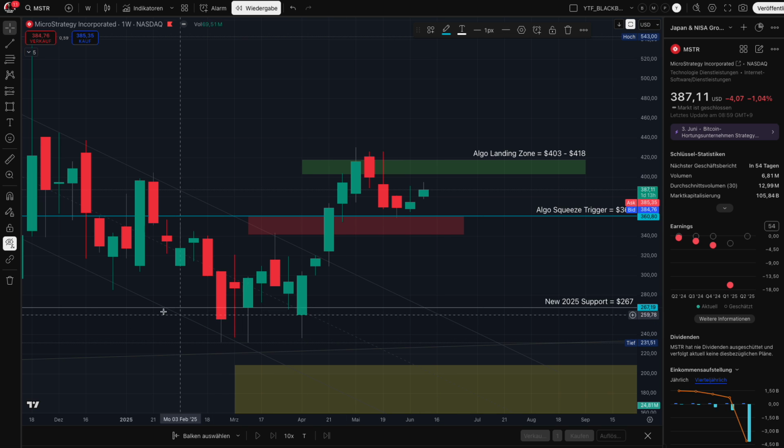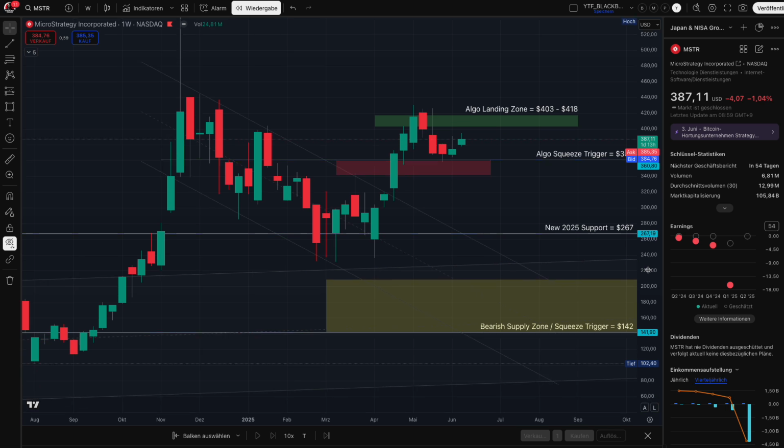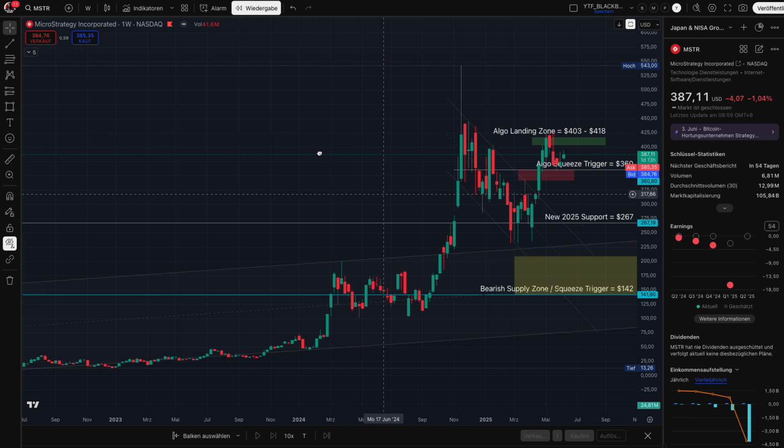So we can clearly see, no matter if we use this trend channel pattern or not, that MSTR started to build a bottom here between $230 and $267, which means in a perfect trading world, yeah, because we are in a perfect trading world for MSTR.